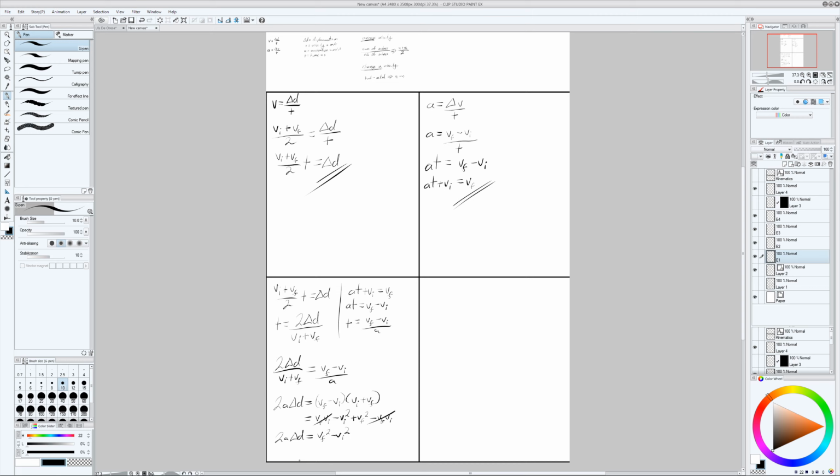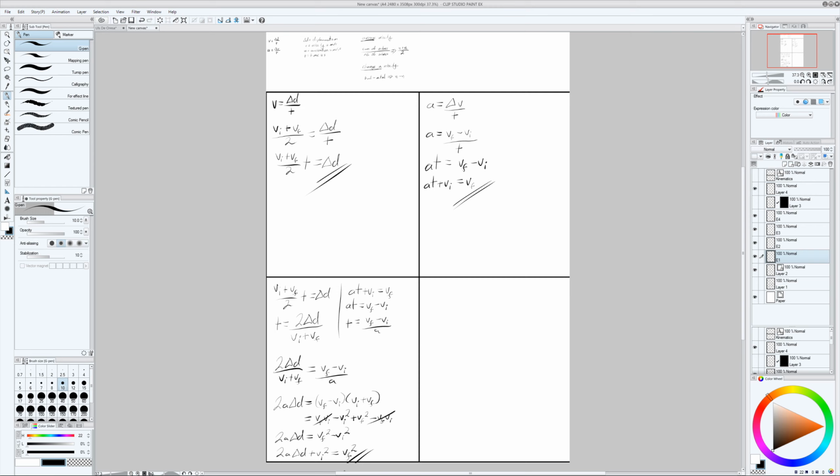But again, we don't want that minus in the equation, so we just move that over. And we end up getting 2a delta d plus Vi squared equals Vf squared. So here we now have an equation which can be used regardless of whether or not we have time. Time does not factor into this equation.